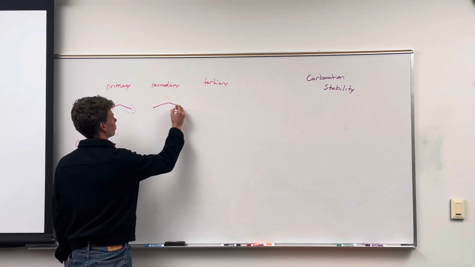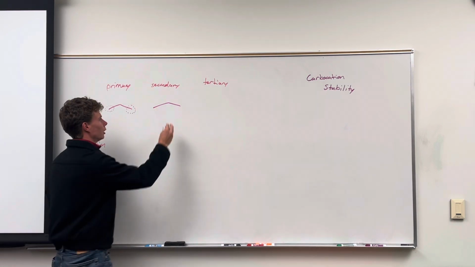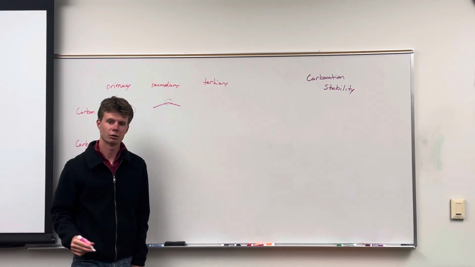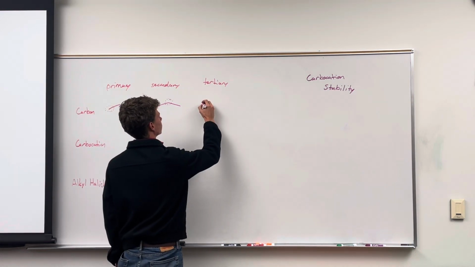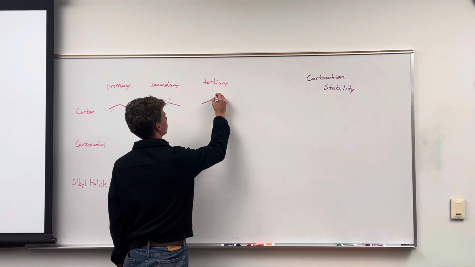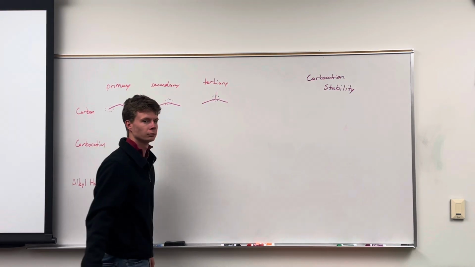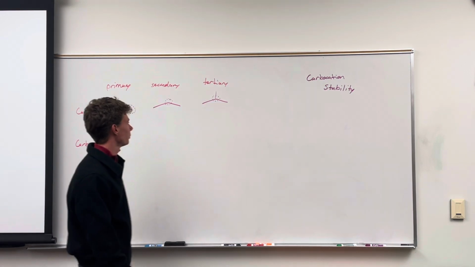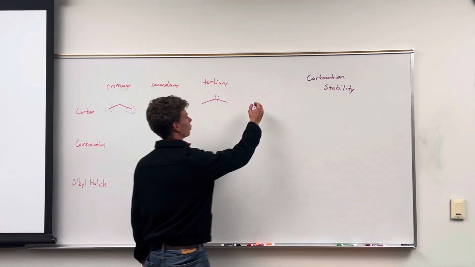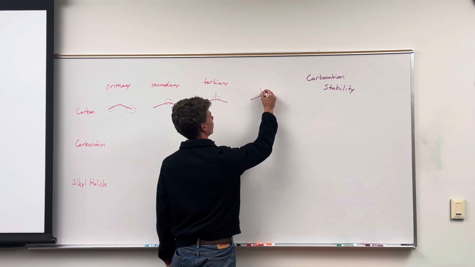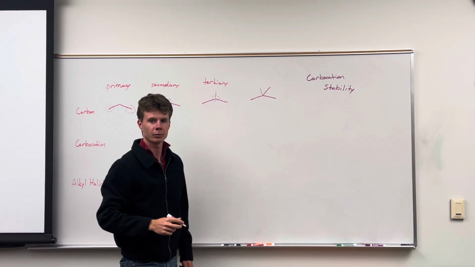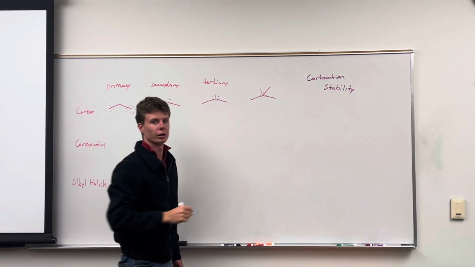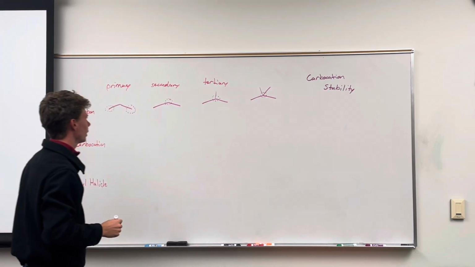I can draw the same structure, and you can probably guess. The carbon in the middle here is a secondary carbon. It's bonded to two carbons. Carbon in the center: tertiary carbon. Three carbons bonded to that central carbon. I could also have a quaternary carbon. It's like that. Think of it as four methyl groups bonded to a quaternary carbon.